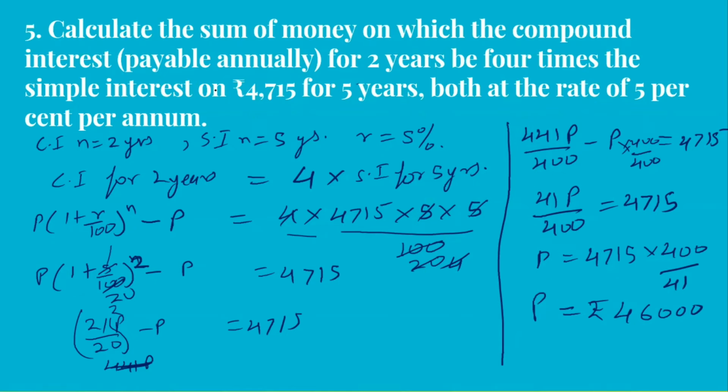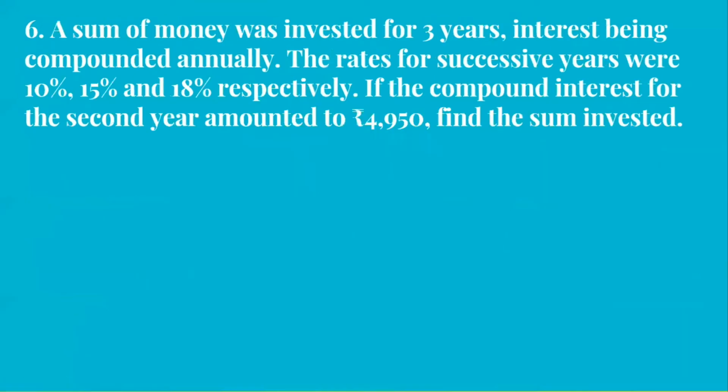So we have calculated the sum of money, which is 46,000, when the simple interest was for 5 years, 4,715, at 5% per annum, and compound interest payable was for 2 years, and the compound interest is 4 times that of the simple interest. Got it? Let's move on to question number 6.